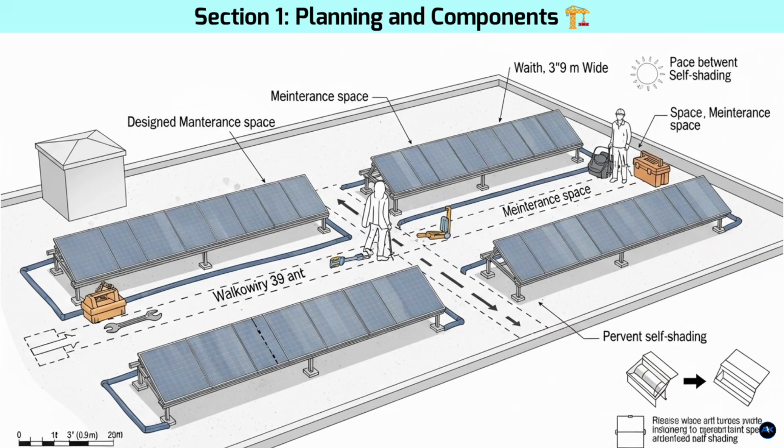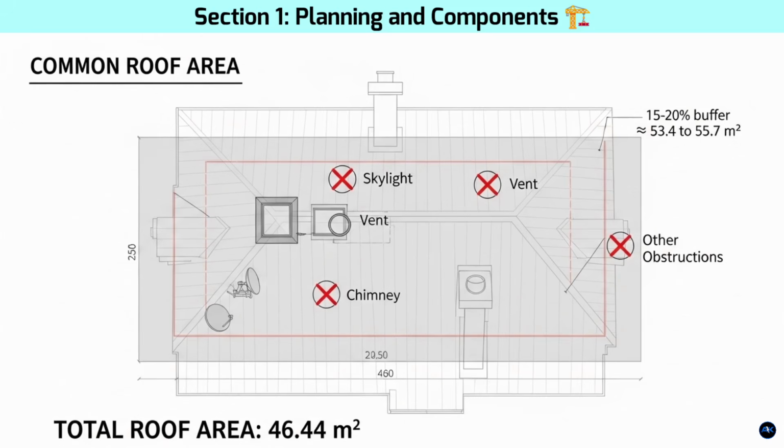Walkways and maintenance space. Installers need clear pathways to safely mount the panels and perform maintenance. This also helps prevent self-shading between rows of panels. Obstructions. The usable roof area must be clear of vents, skylights, and other obstructions.